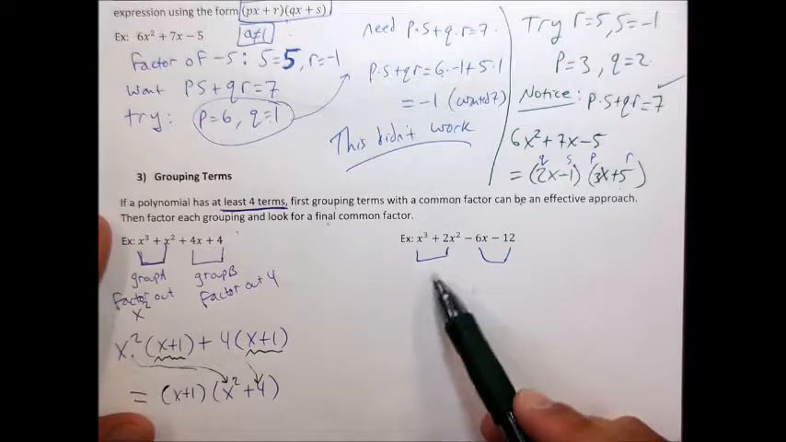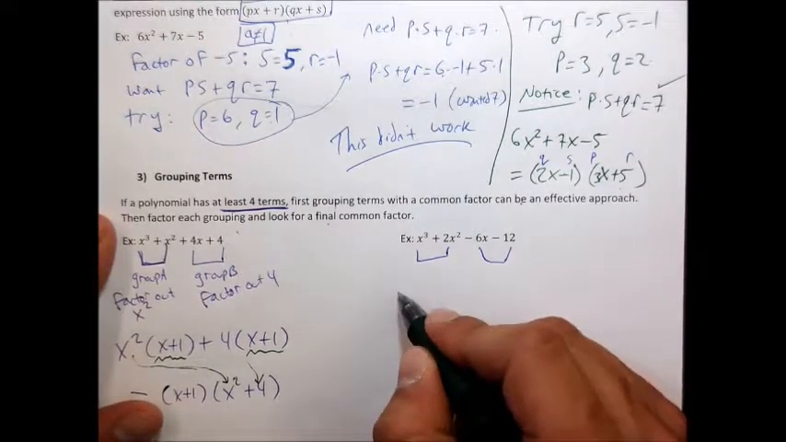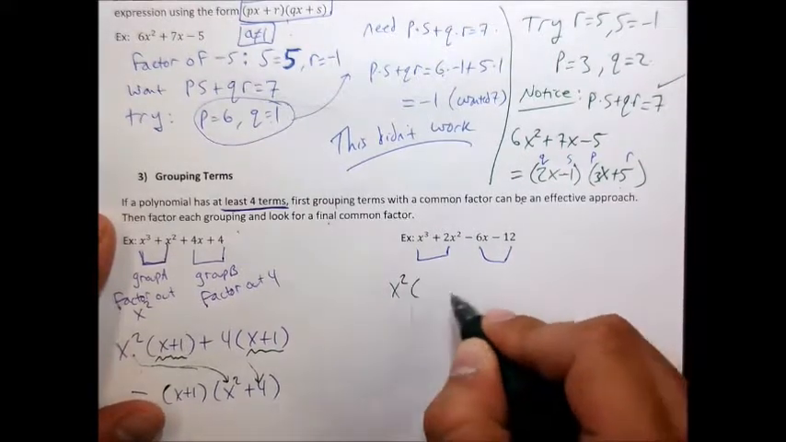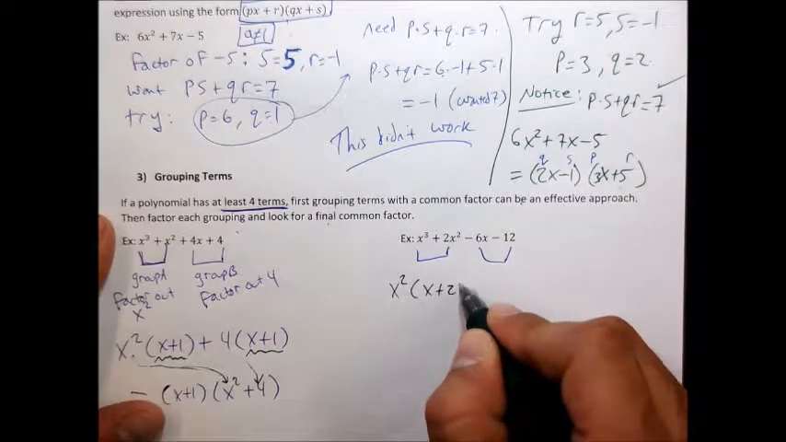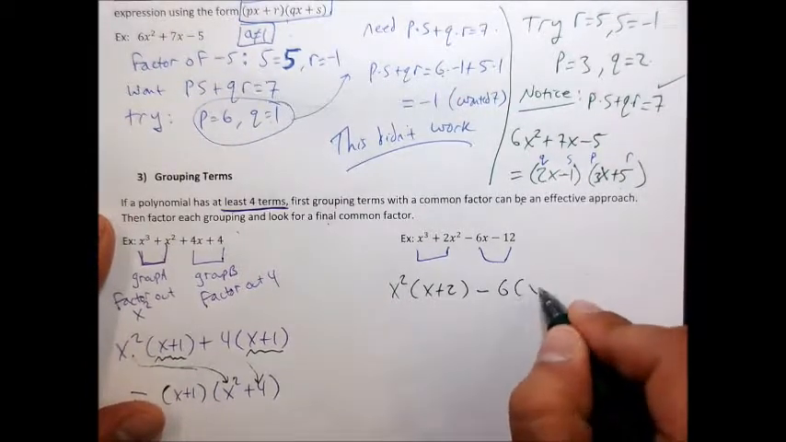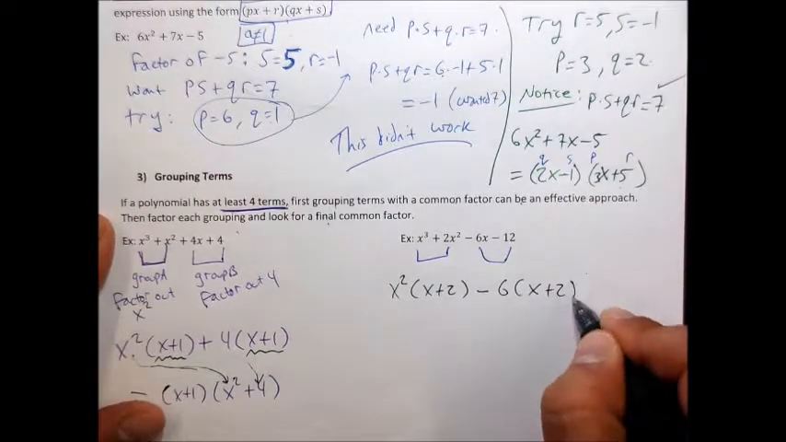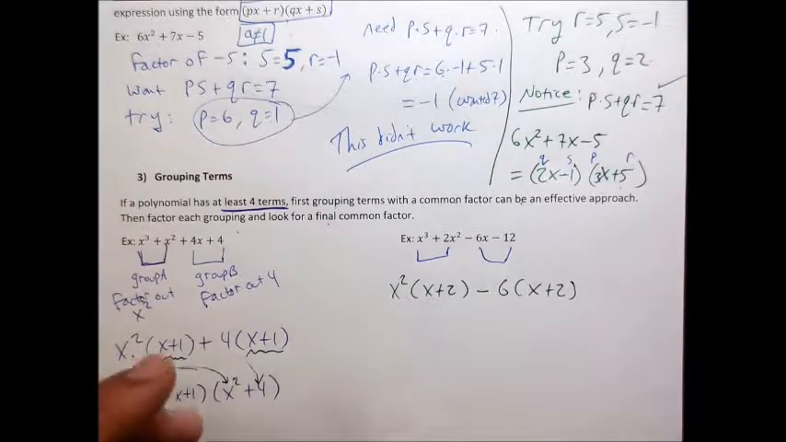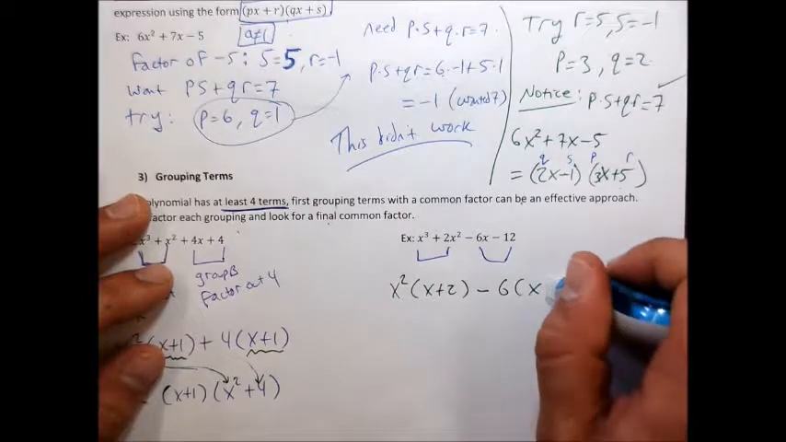So we've got two groupings here. I'm going to pull an x squared out of the first one, and we'll be left with an x plus 2. And then I'm going to pull out a negative 6 out of the second one, and we'll also be left with an x plus 2. Actually, this is usually where I like to sort of mess it up at first.